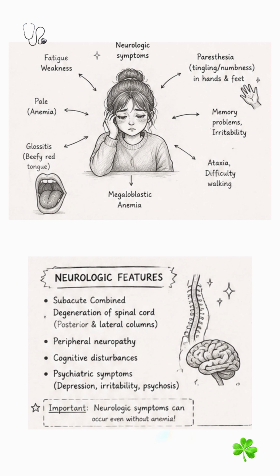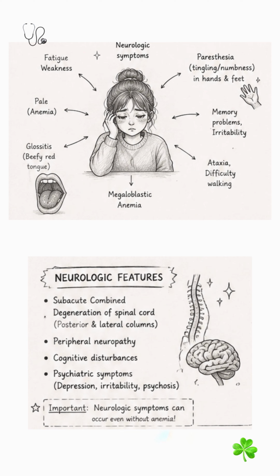The signs and symptoms of vitamin B12 deficiency anemia are some classic anemia symptoms like fatigue, weakness, paleness, because obviously there is low hemoglobin, so low oxygen reaching your tissues, and some more specific symptoms of megaloblastic anemia like glossitis, which is characterized by beefy red tongue, and some memory problems, ataxia, difficulty walking, and numbness in the hands and feet.